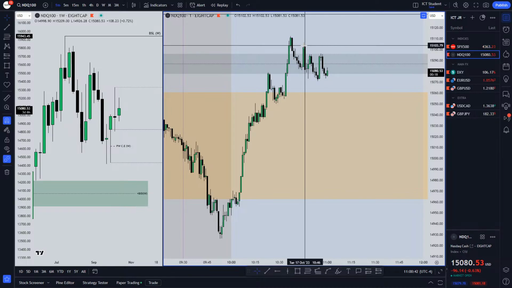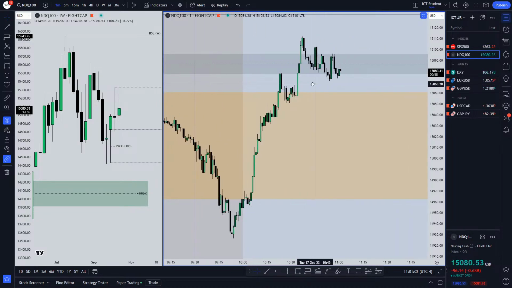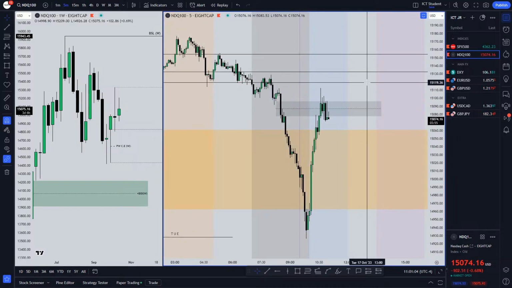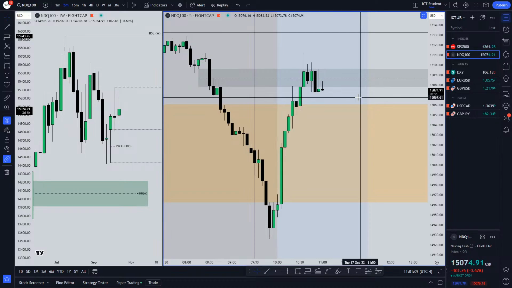What strategy do you trade? I trade ICT concepts. We got reacting lower. Silver bullet, some days, not all the time.